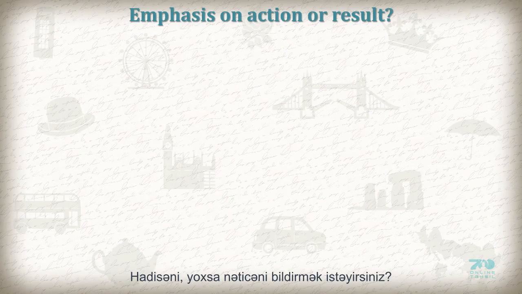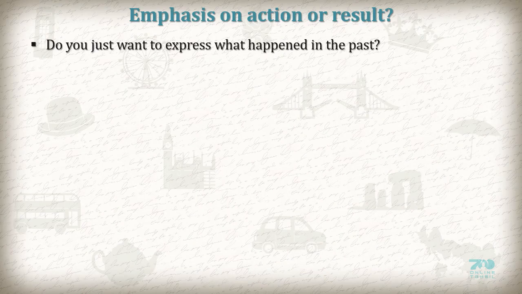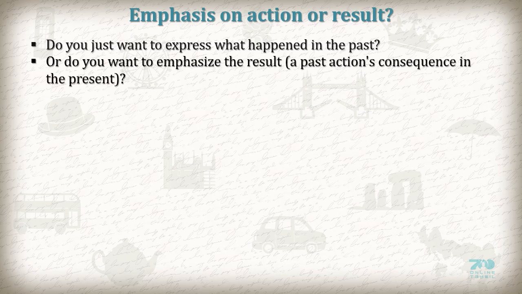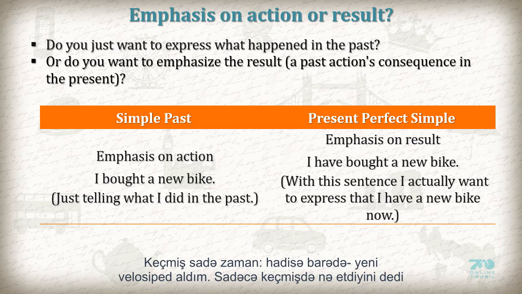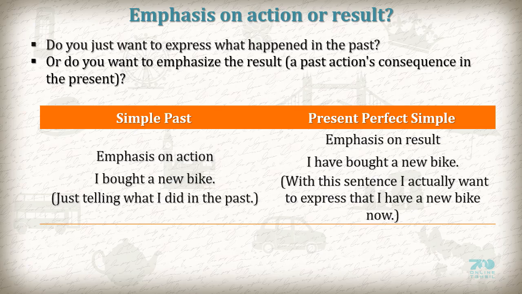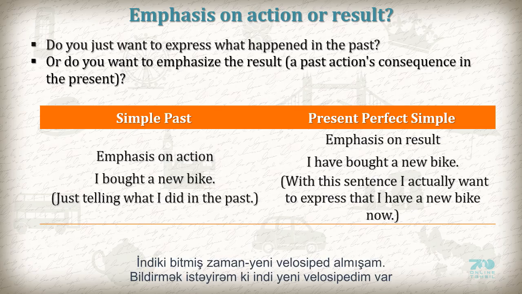Emphasis on action or result. Do you just want to express what happened in the past, or do you want to emphasize the result, a past action's consequence in the present? Simple past: emphasis on action. Example: I bought a new bike. Just telling what I did in the past. Present perfect simple: emphasis on result. Example: I have bought a new bike. With this sentence, I actually want to express that I have a new bike now.